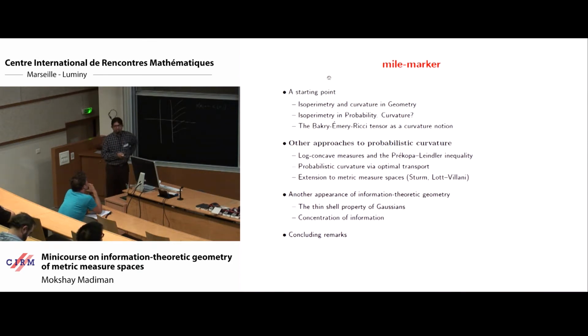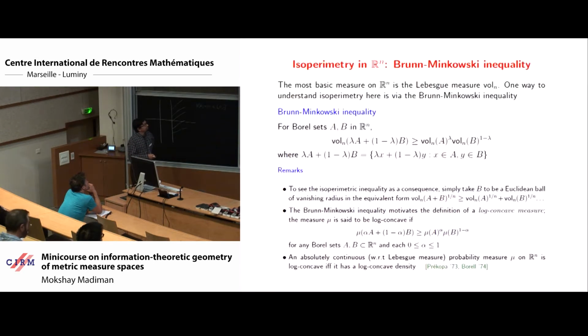Now let me talk a bit about more recent approaches to probabilistic curvature. So, I want to start by mentioning the Brunn-Minkowski inequality, which is one way that one can approach the isoperimetric inequality in Rn equipped with Lebesgue measure.